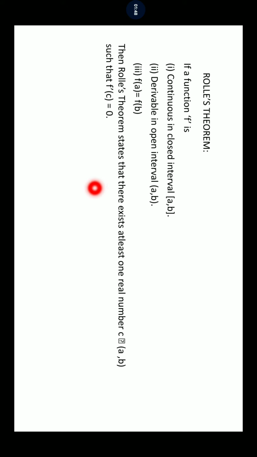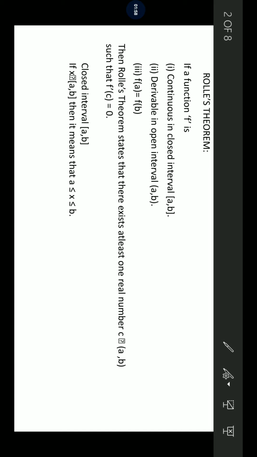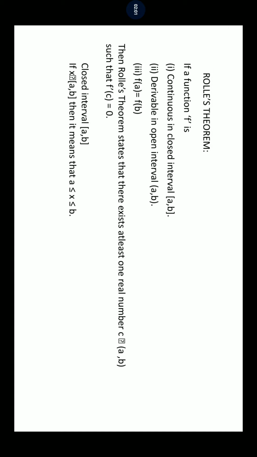Now you might not be clear with the statement. Once we do the exercise, you'll be clear with this. But once again, you have to go through the statement. If the function f is continuous in closed interval a comma b, number two, if it is derivable in open interval a comma b, number three, if f of a equals f of b, then Rolle's theorem states that there exists at least one real number c which belongs to open interval a comma b, such that f dash of c equals 0. Please refer to your book as well.